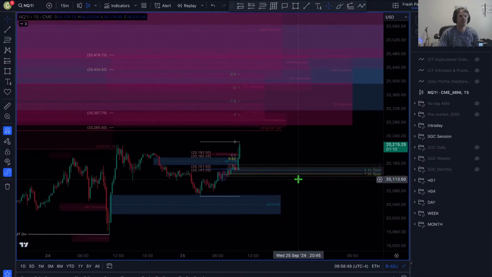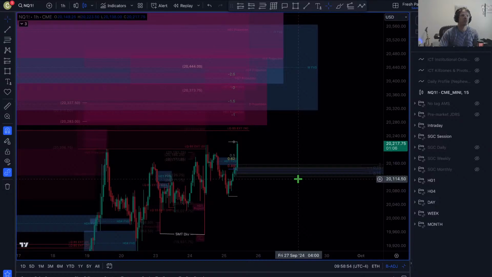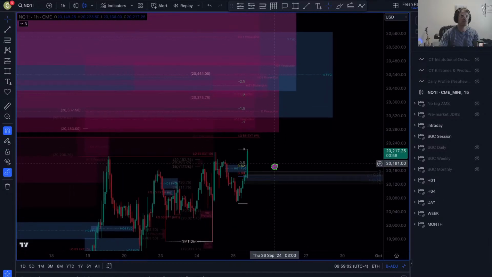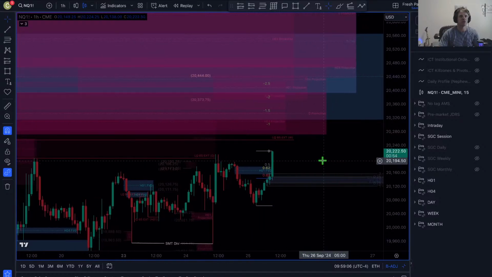For me, everything's still bullish. We swept external liquidity yesterday, came back down, retraced past 50%, and then we just broke above it again. So that just looks like a retrace and continuation here to me.